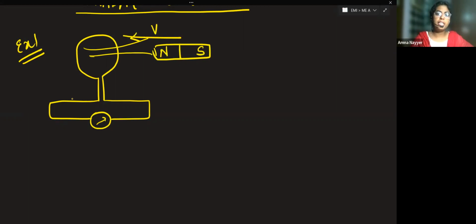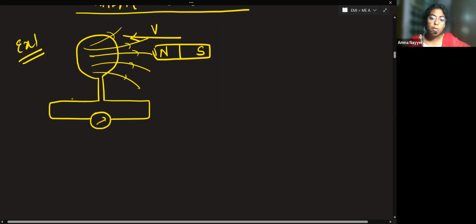What happened? Magnetic field lines were present. But what was observed was that the number of magnetic field lines was changing as you bring the bar magnet closer or further away. There was a deflection shown in the galvanometer.